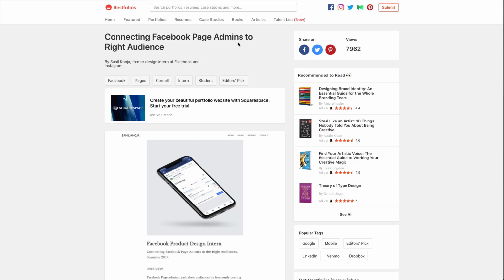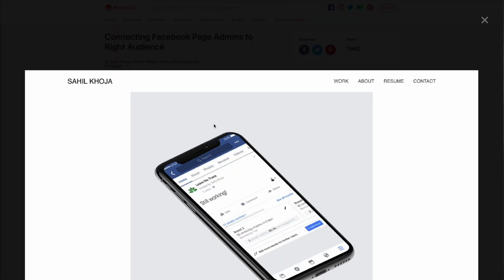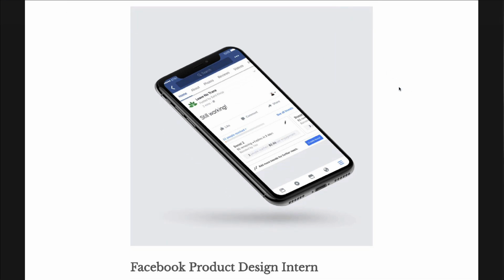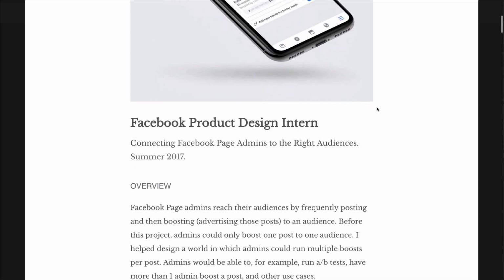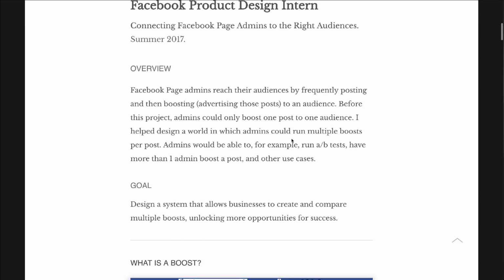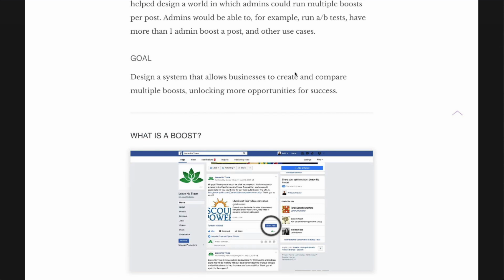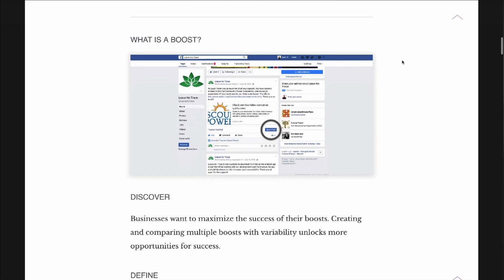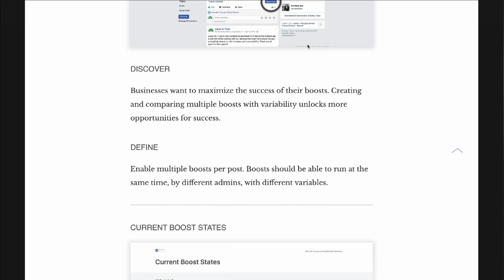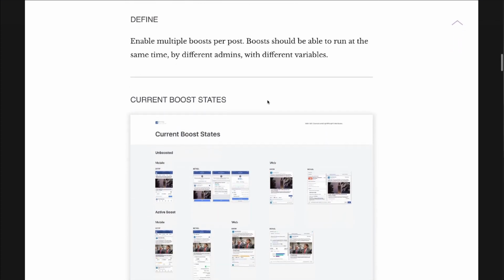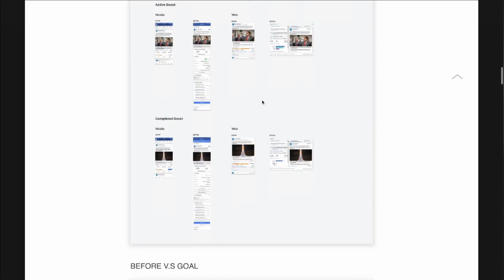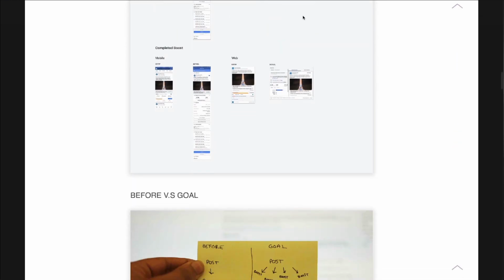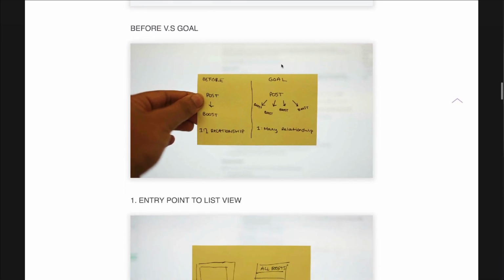Now let's move on to the very next one, which is from Sahil Koja. And this is another really good example of a case study. This one is from when he was a product design intern at Facebook. And again, we have a basic overview, goals, which are always important to outline, and essentially some more basic information, discover, define. This is looking good. Current boost states, I really like how he added some imagery here in order to further clarify this concept.